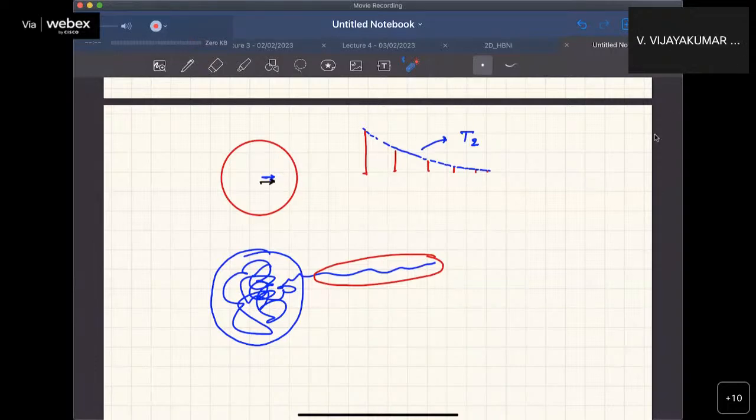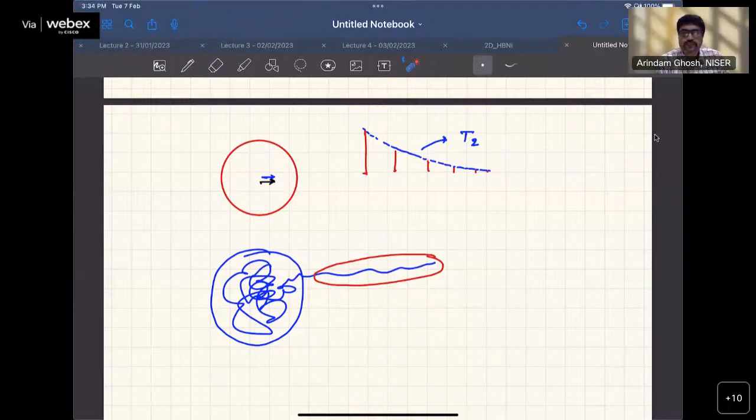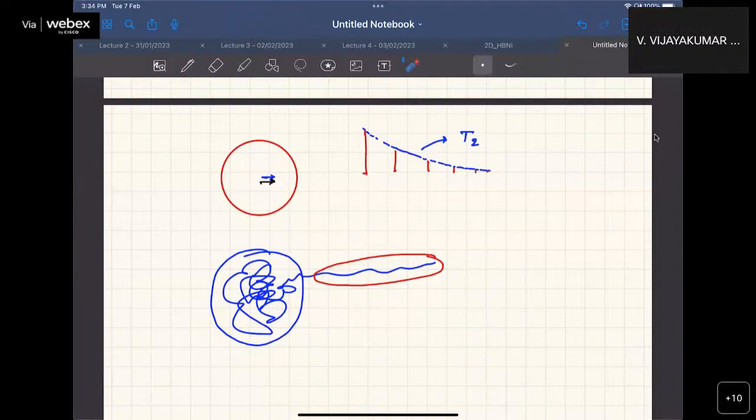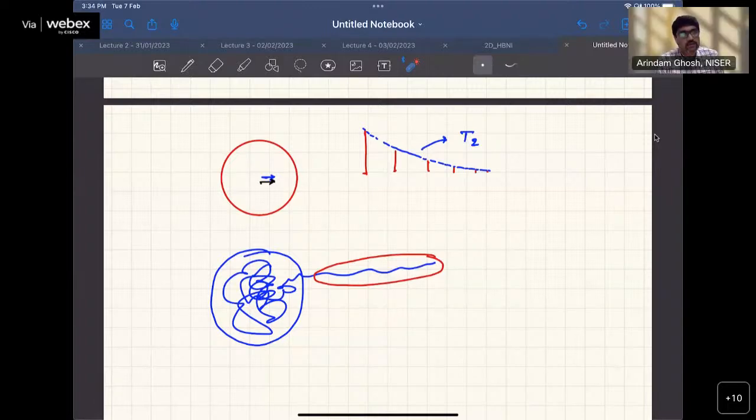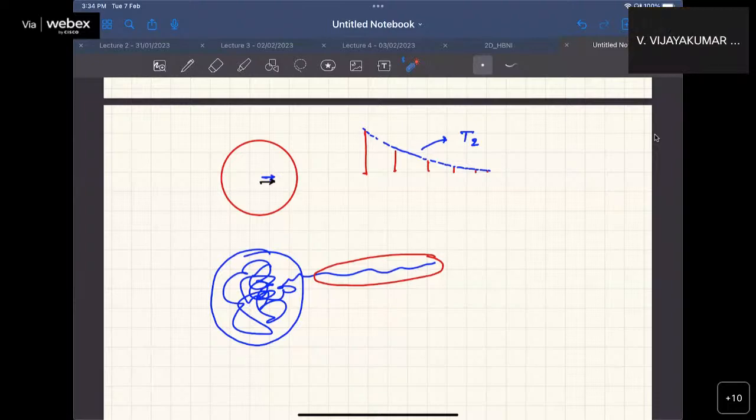Professor Ghosh, I am Dr. Vijay Kumar. Is this T1 and T2 affected by solvent polarity and concentration of the sample? Solvent polarity and concentration of the sample. Definitely no. Concentration, definitely no.